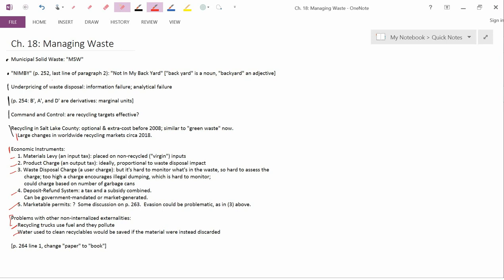Finally, one just little clerical note here on page 264, line 1, change the word paper to the word book. As often happens, this chapter started out as an academic paper all by itself, then it was incorporated into this book, and the authors forgot to change the description of what they were writing from this paper to this chapter, or this chapter in this book. And so that's why the word paper appears at that place.